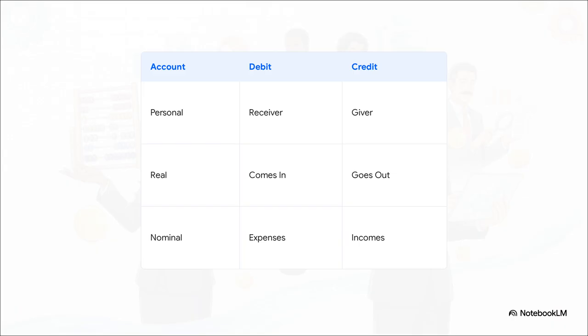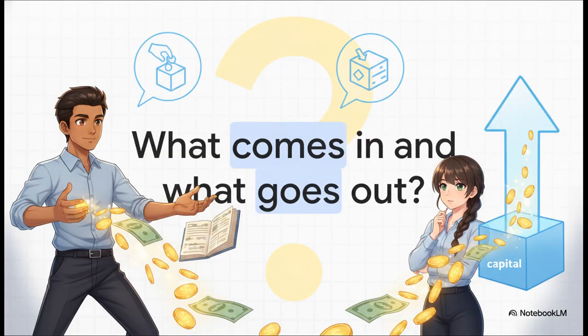And for nominal accounts, it's about the end results. Debit your expenses and losses, and credit your gains and incomes. Lock these into your brain, and you can account for absolutely anything. Let's actually put this into practice right now.